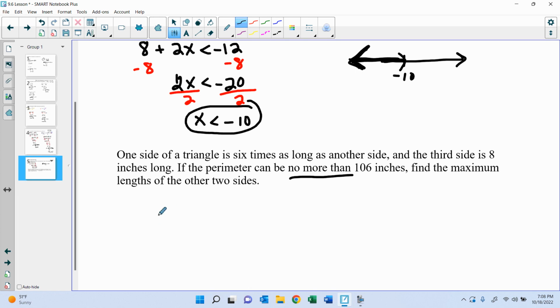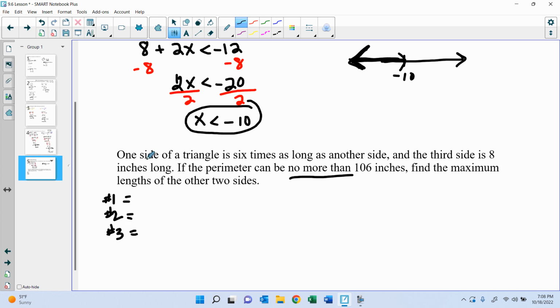So to find the perimeter of a triangle, you're going to add up the 3 sides. So let's figure out what they are. One side is 6 times as long as another side. So we're going to have side number 1, side number 2, and side number 3. And we're going to write an expression for what we get.